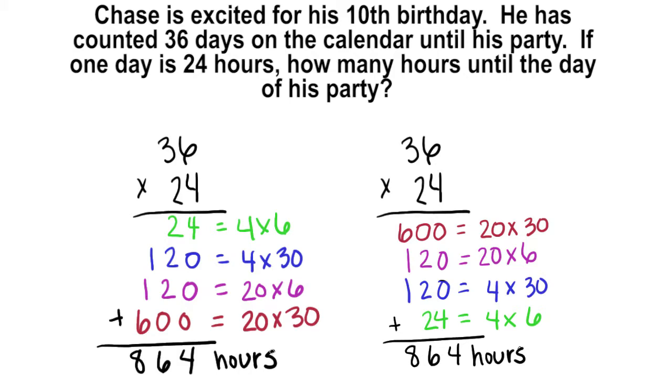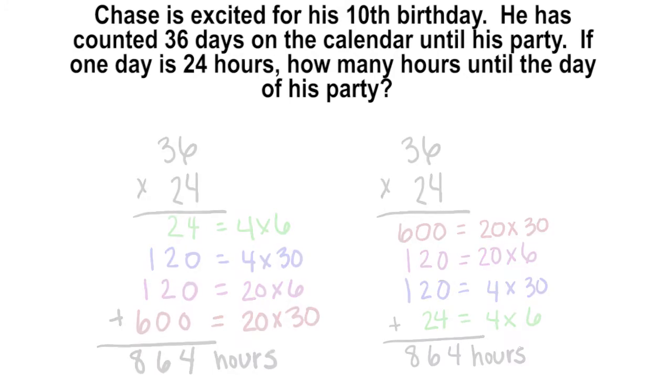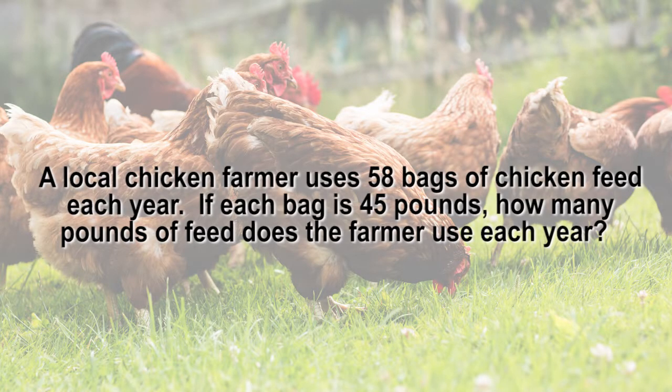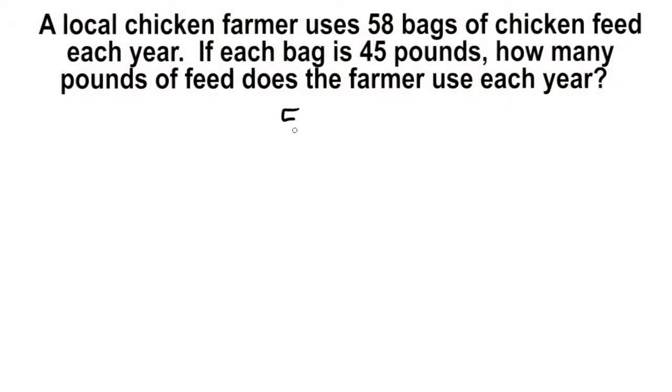Now let's try one more multiplication problem using the partial product algorithm. A local chicken farmer uses 58 bags of chicken feed each year. If each bag is 45 pounds, how many pounds of feed does the farmer use each year? In order to find the answer, we will need to multiply the 45 pounds by the 58 bags. Let's solve this problem starting from right to left.